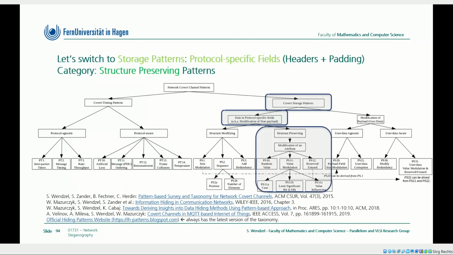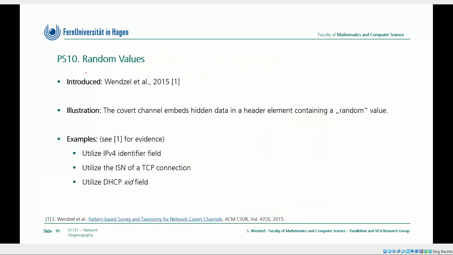Now, there are also structure preserving patterns, as mentioned, and I think they are also the easiest to understand. Sometimes we have a pseudo-random or maybe even real random value that is just overwritten with another random value, like the identifier field in IP, the initial sequence number of TCP, or the XID field in DHCP. So there's a pretty famous covert channel, which is a passive one, a passive covert channel over ISN. And sorry for my writing, I write this with the mouse, so I have no pen.